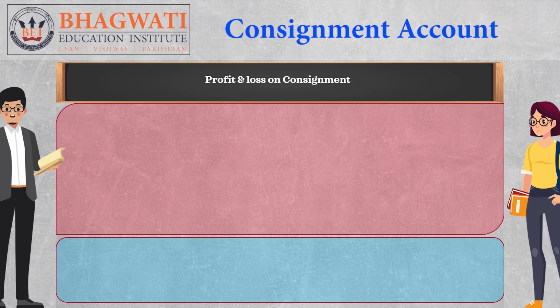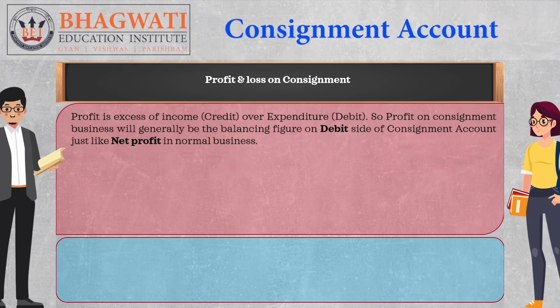Now, what do you mean by profit? How do we define profit? Profit is nothing but the excess of income over expenditure. Quite obvious, right? If you have more income than expense, it results in profit. So where will profit come? If you imagine your profit and loss account, where do you write net profit? Debit side. Is it a debit balance? No, it is a credit balance, an excess of credit. So the balancing figure we write on which side? Debit side, right? So it will be debited to consignment account.